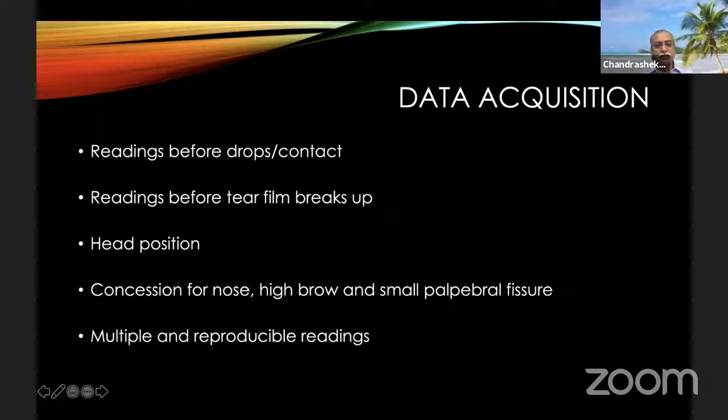But concession has to be given for nose shadow, patients with a high brow, and a small palpebral fissure. Multiple reproducible readings have to be taken. Remember that if we induce an error, we will still get multiple reproducible readings, but all of them can be wrong. Therefore, you have to be very vigilant that you are doing it the correct way.